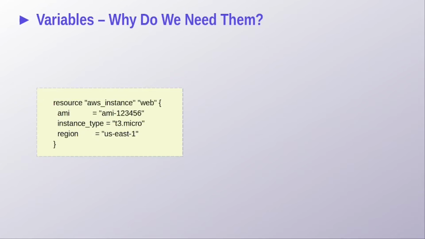Let's start. Variable. Let me ask you a simple question. What happens if your Terraform code looks like this? This code works, but it has these problems. You cannot reuse it. You must copy paste for every environment. Changing one value means editing code. Very easy to make mistakes. This is hardcoded infrastructure, and hardcoded infrastructure does not scale.